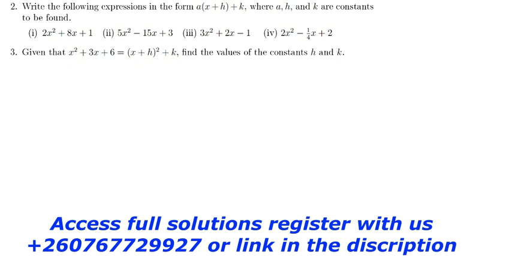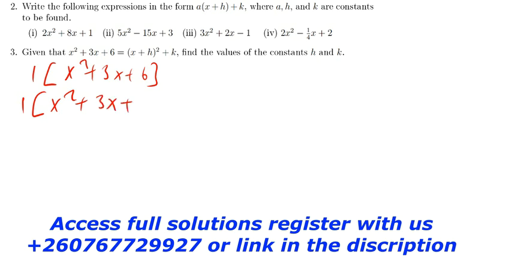So it's the same thing. Let's factor out a, which is 1. So I factor out 1, and I'll have x squared plus 3x plus 6. 1 is not going to affect anything, that's why I've just written everything directly. So x squared, the half of 3, that's the next step. It will be 3 over 2 squared minus 3 over 2 squared plus 6.